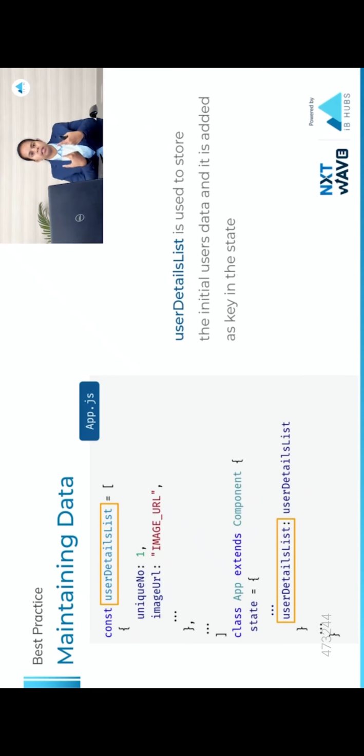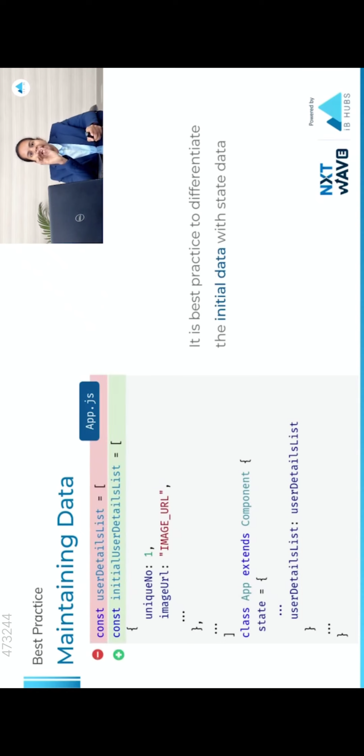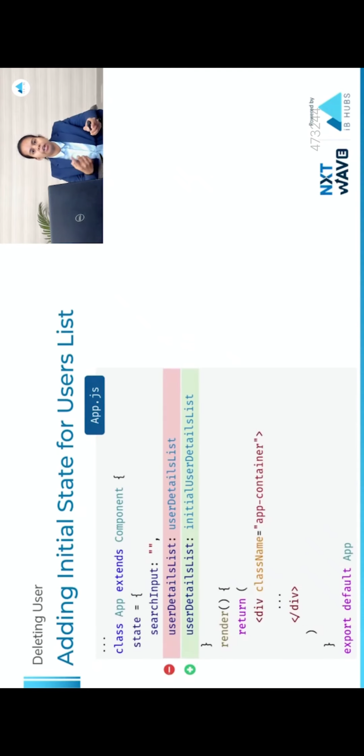We shouldn't have this in this manner. We should clearly maintain a distinction between the initial user data and the key present in the state object. So for that, let's update this as initial user details list. This is the initial data, that list with all these objects. So let's name that as initial user details list. And in the state object, the key will be user details list, and appropriately we are going to update that as user details list: initial user details list.